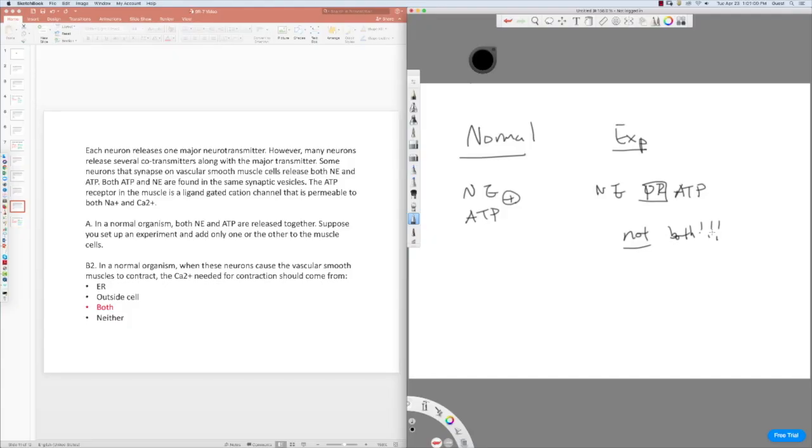in which case both are always involved, which means you can envision ATP bringing Ca2+ from the outside, so that would be extracellular Ca2+. Well, NE would bring in Ca2+ from the inside, from the ER, right? And that's why you would have both extracellular and ER, in which case the answer would be both.